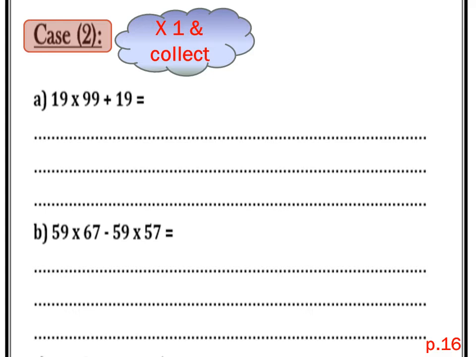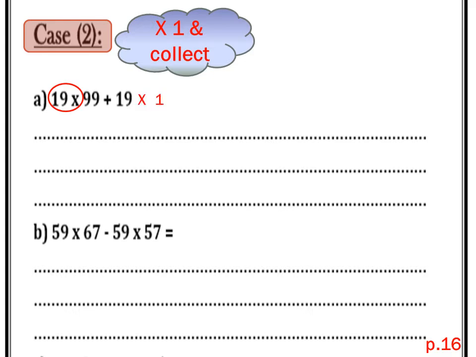We have 19 times 99 plus 19. Here, let's collect the repeated number and multiply. We have 19 times, but here we have 19 only. Can we collect the 19 without the multiply? No, we have to put multiply. So multiply by what? Multiplying by a number will never change the 19. So 19 times what gives us 19?